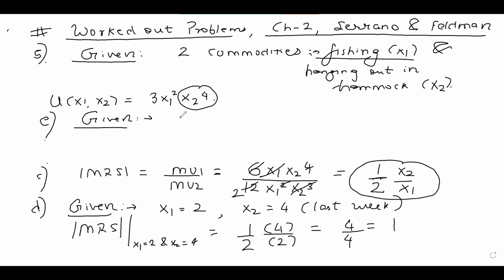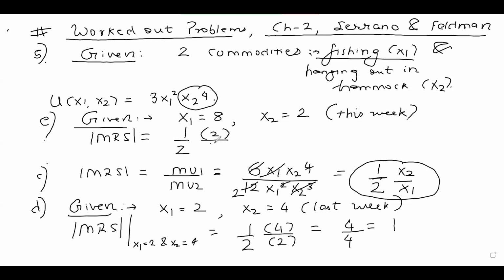Donald is fishing 8 hours a day, so x1 is 8, and hanging out in his hammock 2 hours a day, so x2 is 2. Okay, this is the data for this week. Can I quickly find the absolute value of the MRS? It is x2 by x1. x2 now is 2, x1 is 8. My MRS this week is 1 by 8.